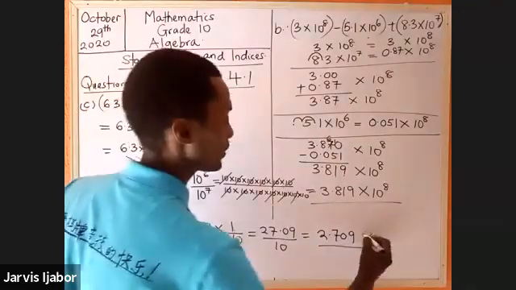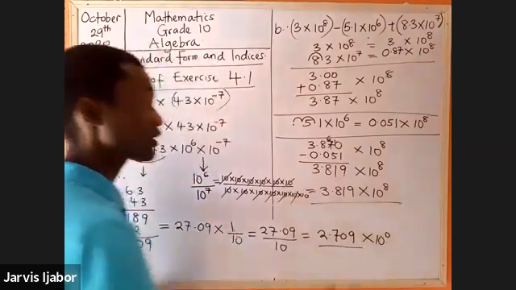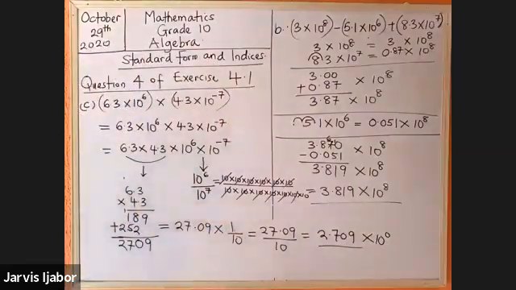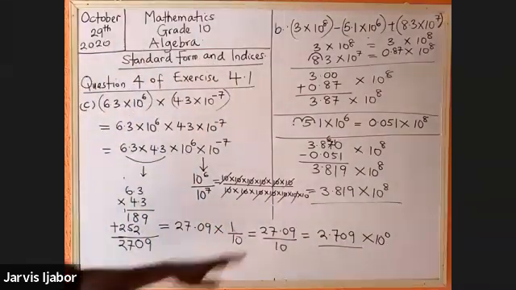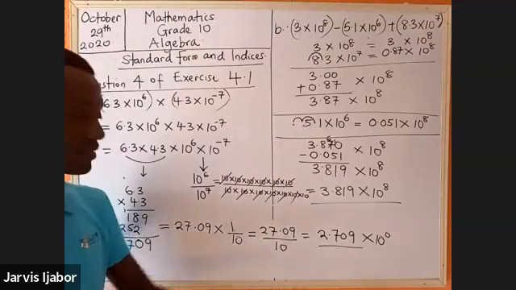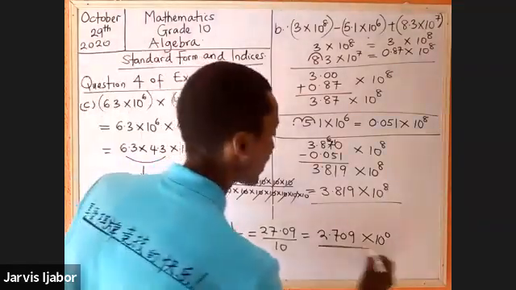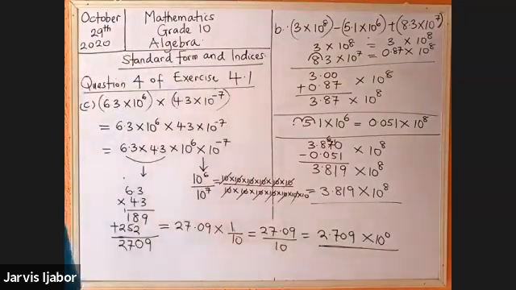So it will be times 10 raised to the power of 0. I will explain some of these things much better later, but for now, let's just stick to this simple iteration of the answer. Okay.